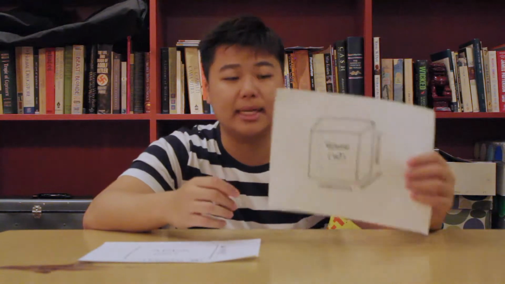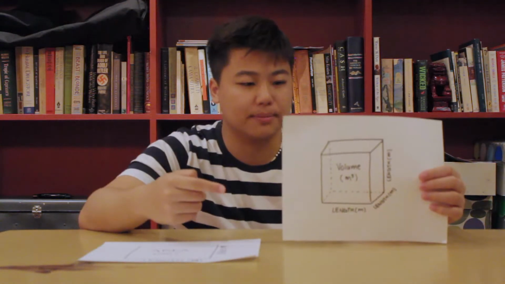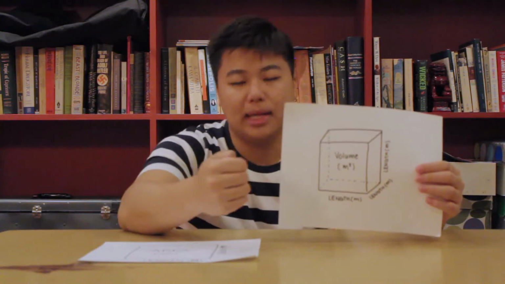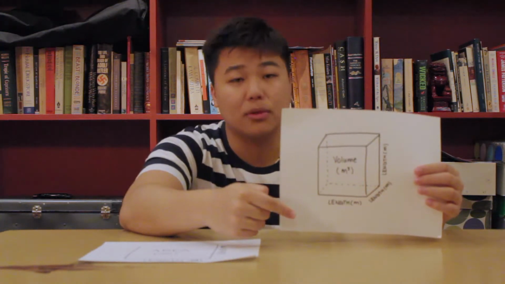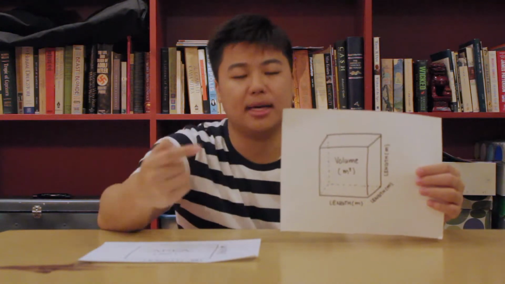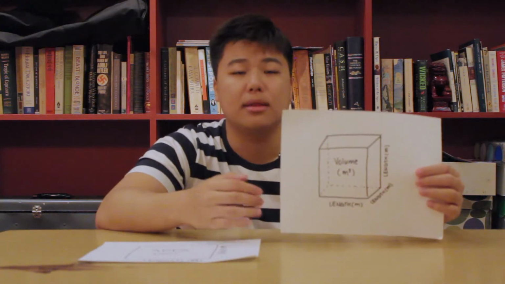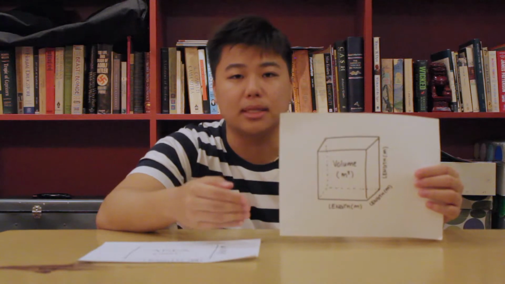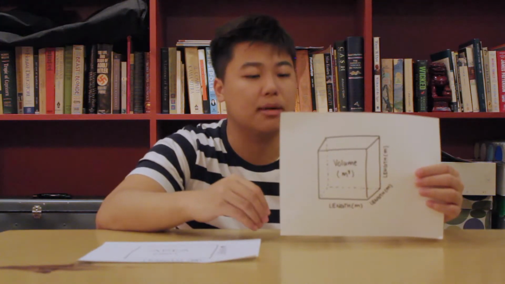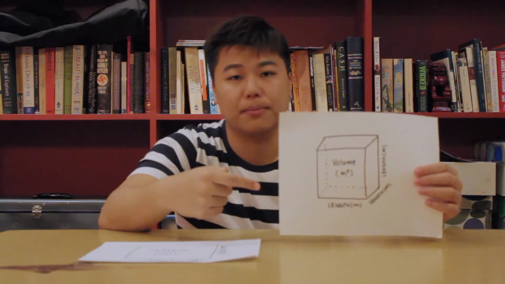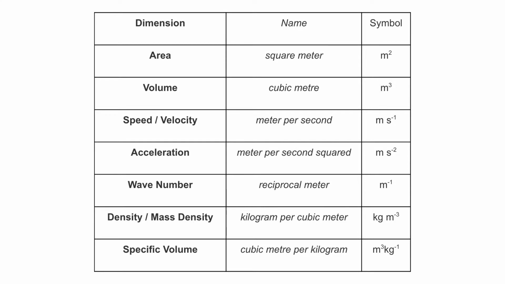The same logic applies for volume. Volume is a measure of the space inside a 3-dimensional object. To measure the volume of, say, a cube, we would have to measure its length 3 ways: the length of its base, the width of its base, and its height. Therefore, the SI unit for volume is the cubic meter, which is represented by m to the 3rd power. And here are some other examples.